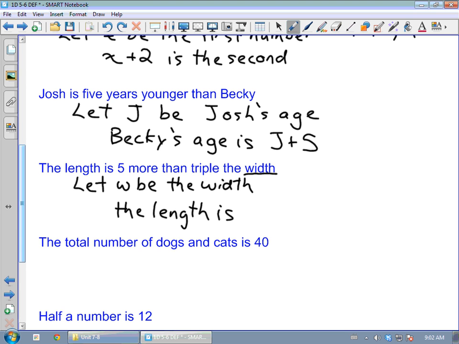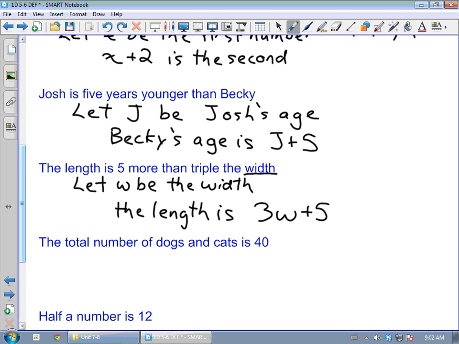The length is going to be what? What do we need to do to that W if the length is 5 more than triple the width? Well, if we see triple, what operation are we doing when we triple something? Addition, subtraction, multiplication, or division? Multiplication. So we have to multiply by 3, so 3W. And if we've got this 5 more here, what operation are we doing? Addition, subtraction, multiplication, or division? So we have to add 5. So the length is 5 more than triple the width: 3W plus 5. Okay.